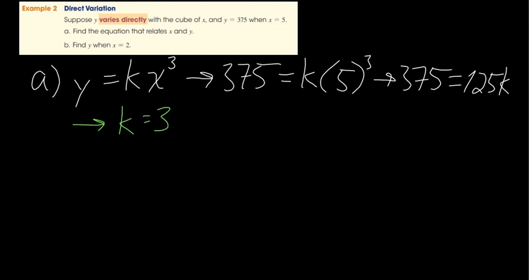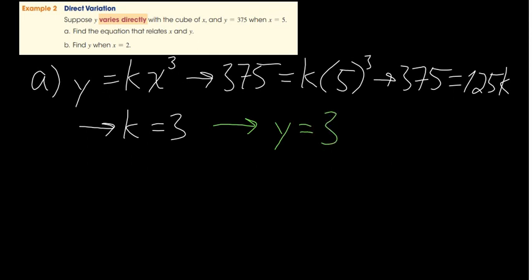All right, so now we got what the k value is. Actually, that shouldn't be in green because we're trying to get the equation. So we will do this. k is equal to 3. So this means that my equation, because part A wants us to find the equation, is going to be y is equal to 3 times x cubed. So we figured out what the equation is.